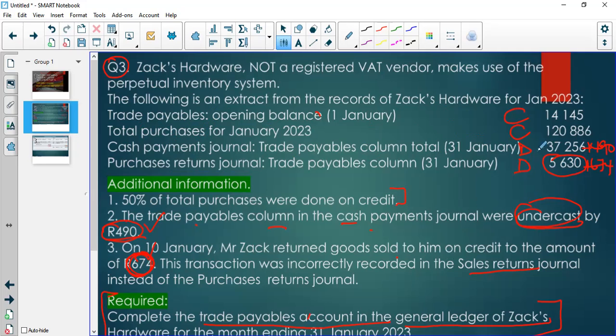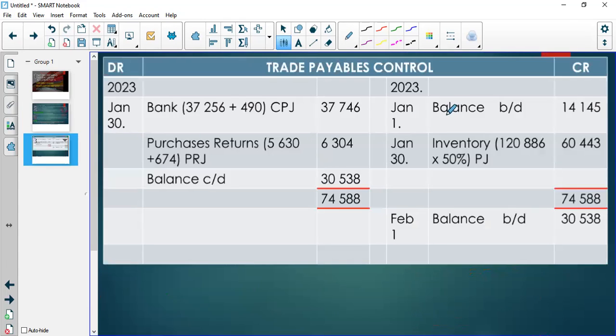So now what has been done is we have these two amounts on the credit side, plus the adjustments on the debit side, right? So we have the balance brought down, that amount. Then this was sold on credit. Remember, it was 50% only. And we said, if we purchase, we're going to assume it's a perpetual inventory system. So we're going to use inventory here that was purchased, right? 50%. Then here when we paid, we forgot the 490. It was undercast. So we have to add it.